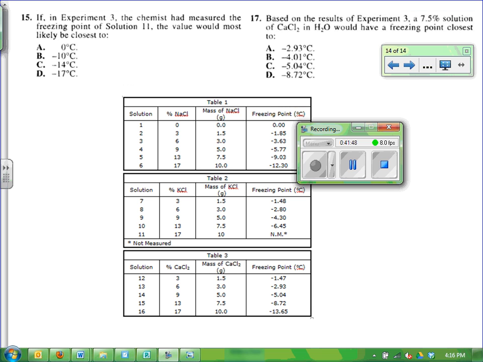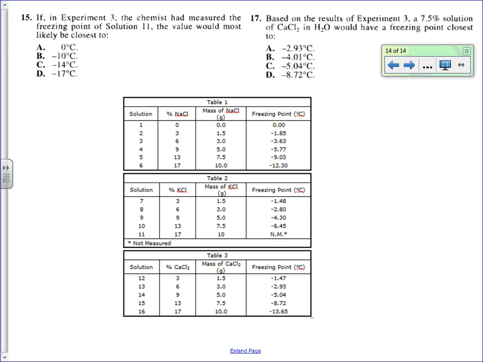All right, we're going to continue recording for the last two questions right now. These are questions 15 and 17. You should only be pressing play now if you've already answered these two. We're going to start with question 15. If in experiment 3, a chemist had measured the freezing point of solution 11, the value would most likely be closest to. So again, we're looking for freezing point here.